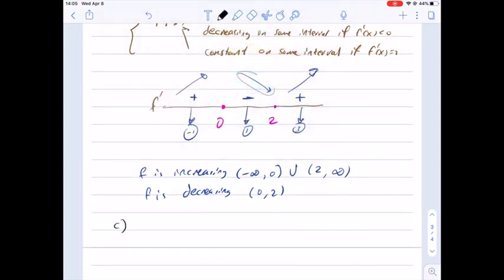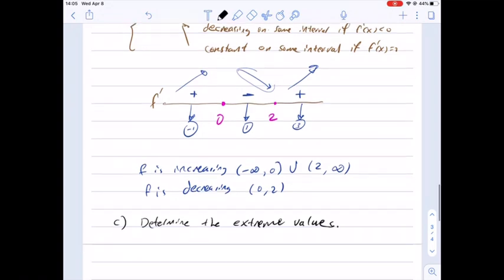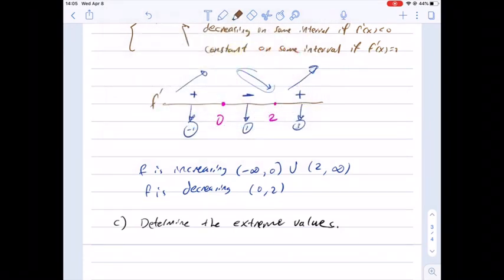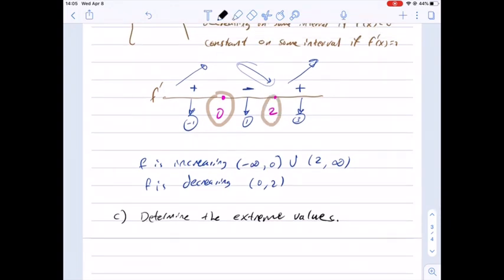Now let's determine the extreme values by using the same sign chart of f prime. We find that the function has a relative max at 0, and a relative min at 2. So this is the relative max, this is the relative min.